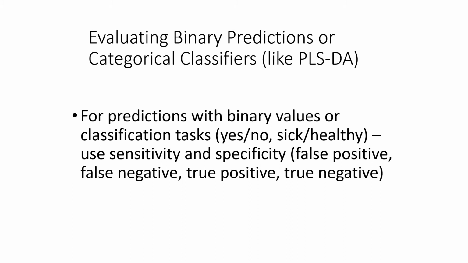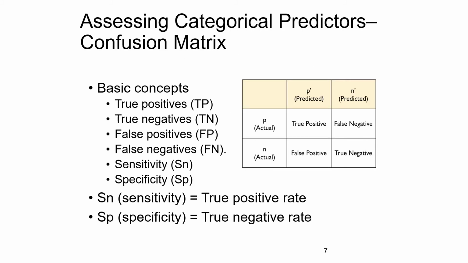When you are separating on the basis of categories or classes, binary classes, yes, no, sick, healthy, control cases, you have to use different measures. You don't use correlation coefficients. You use something called sensitivity and specificity. That measure of sensitivity and specificity is sometimes called or part of a confusion matrix.